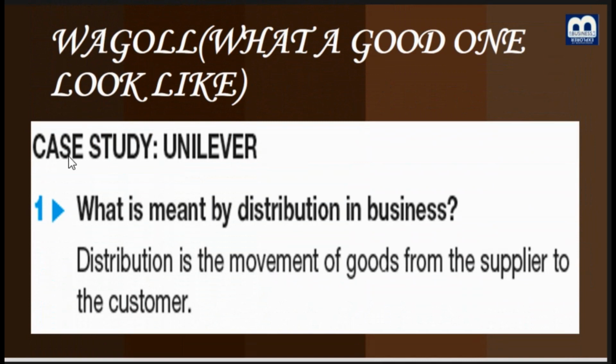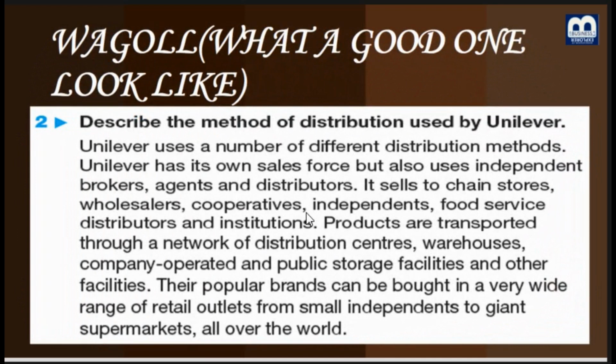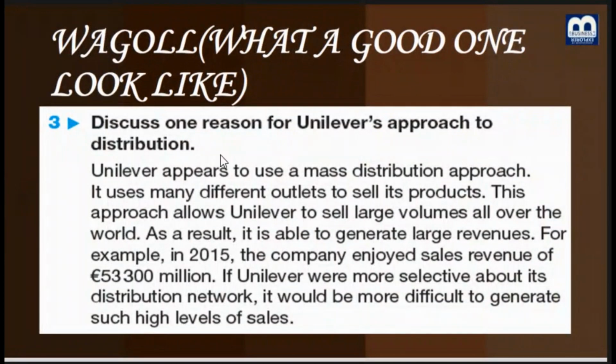You can see a model answer, a good answer on the first question, what is meant by distribution in business. Then you can see the wiggle of the second question on describe the method of distribution used by Unilever. Compare your answer with the answer which you have written. Then you will be in a position to assess yourself with the rubric. You can also check the third question answer on discuss one reason for Unilever's approach to distribution. Now, what do you think?